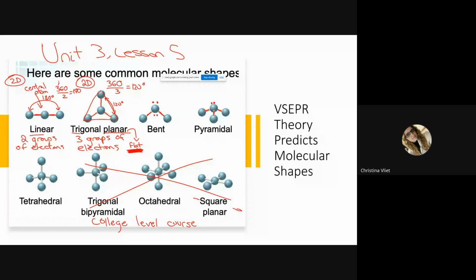Then we'll talk about tetrahedral next. We've done 2 groups of electrons, that's always linear. 3 groups of electrons, that's called trigonal planar. And now we're going to talk about tetrahedral, which is how many groups of electrons? Can you see from there? How many groups are around the atom in the middle? 1, 2, 3, 4, right? So 4 groups of electrons.